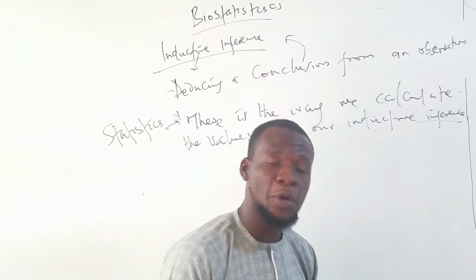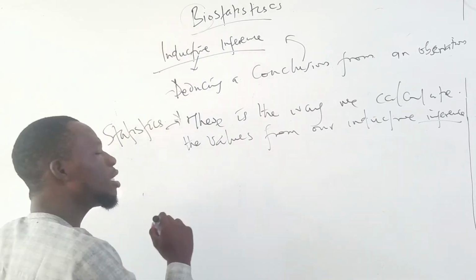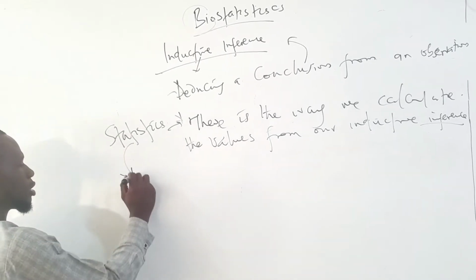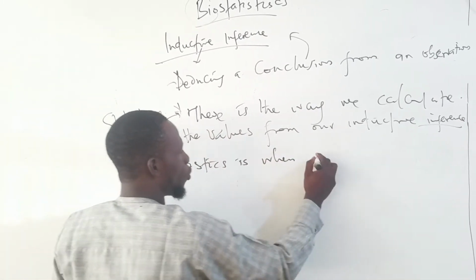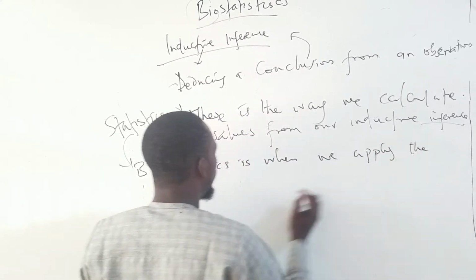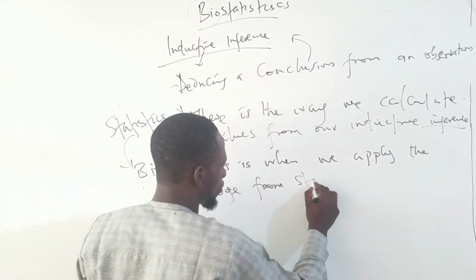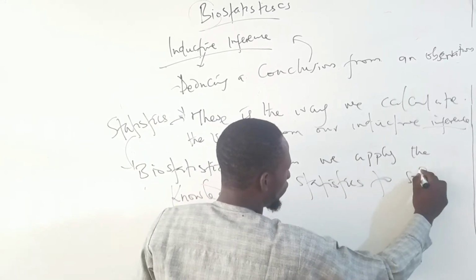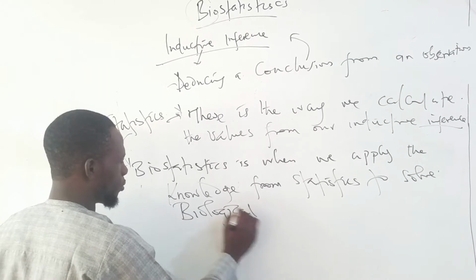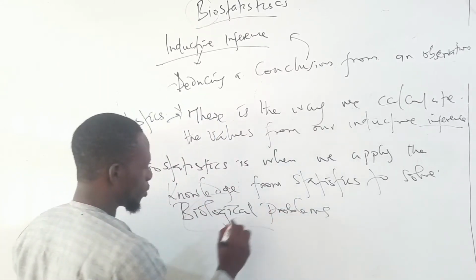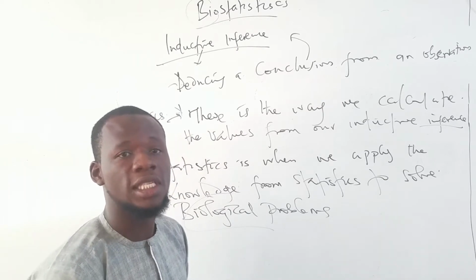But specifically, we are working on biostatistics, that is life. So, applying these techniques of statistics in living organisms is known as biostatistics. So biostatistics is when we apply the knowledge from statistics to solve biological problems. It can be of any type. And there are sources that we will need to do all this.